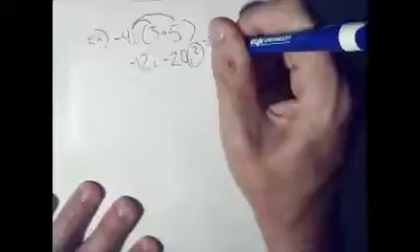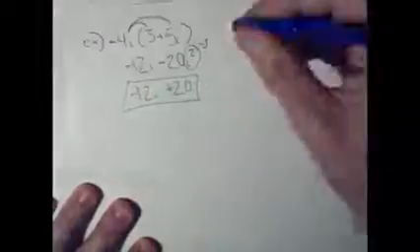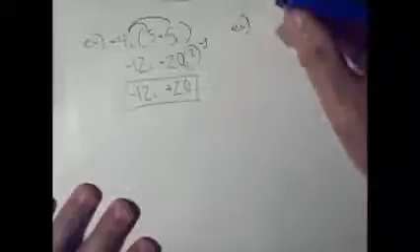20i squared. Remember what i squared is. i squared is negative 1. Negative 1 times 20 is positive 20. Once again, whenever I see that i squared, what it's going to do is change the sign of the coefficient.